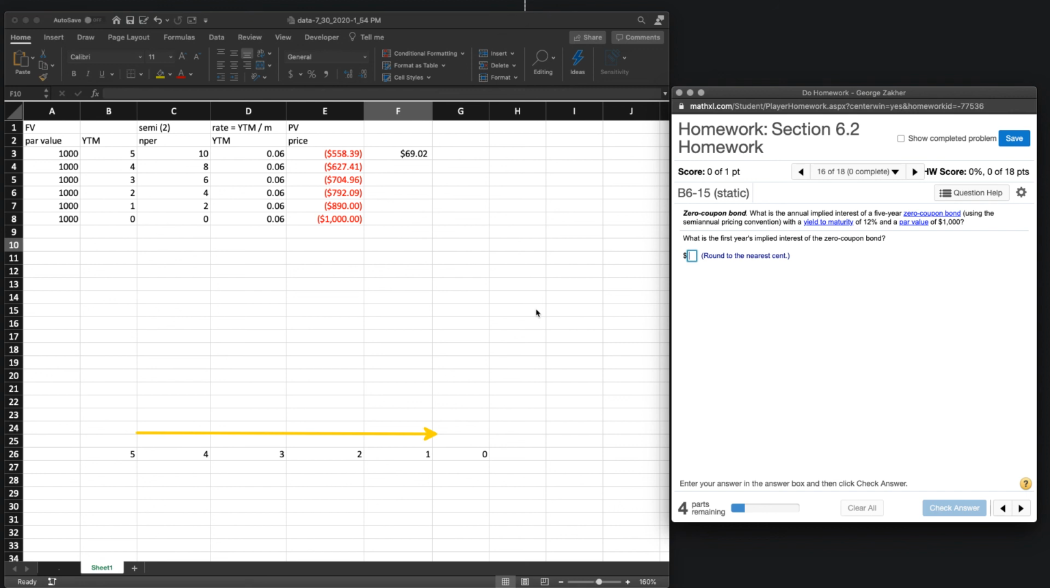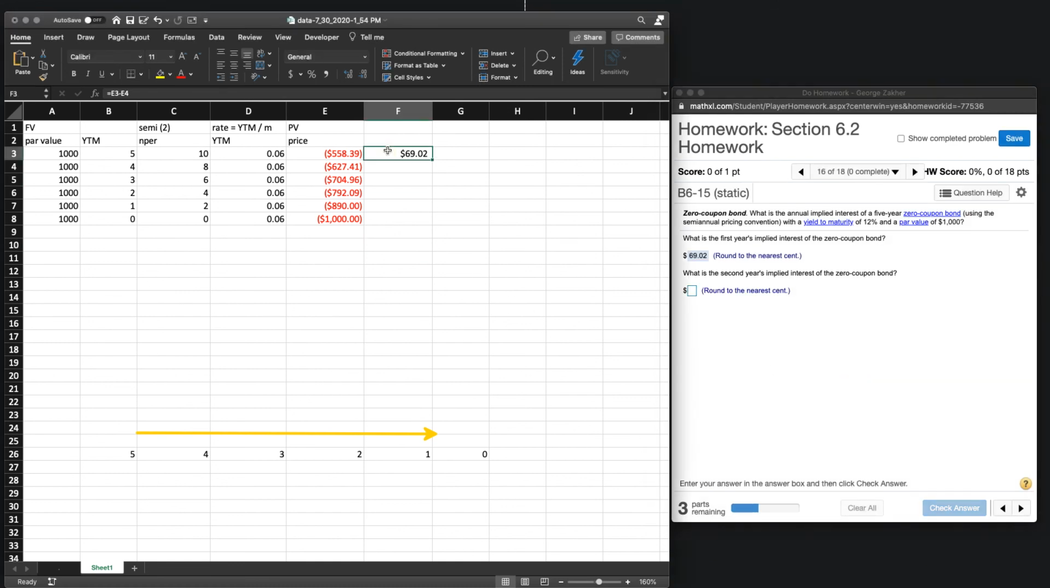Okay, so if we want to continue, we'll simply bring this down. And we'll finish things off here, so you can see the last year's interest is $110.